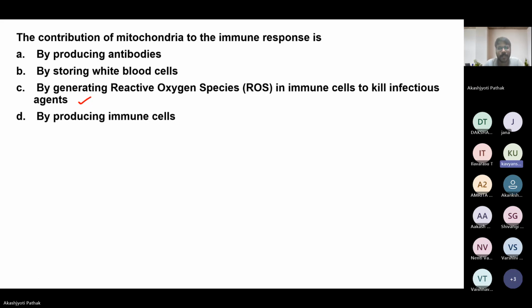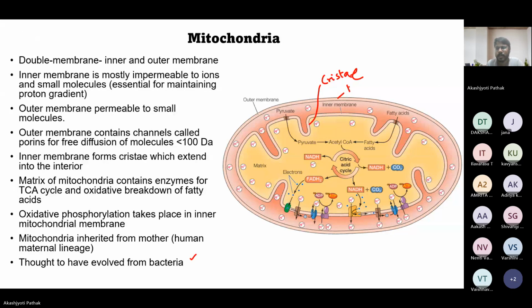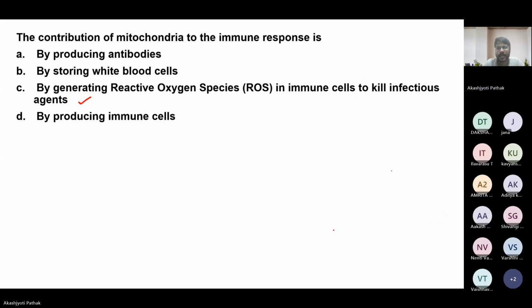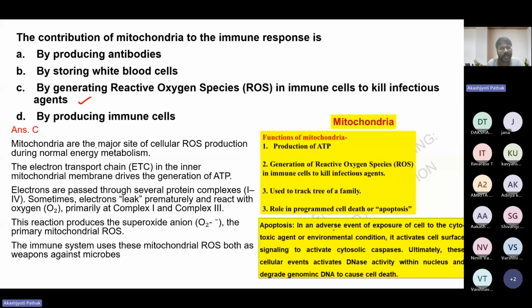Yes, because this electron transport chain reaction is taking place in the mitochondrial inner membrane. Ultimately, the electron is accepted by oxygen, which gets converted into water, right? So basically the mitochondria are the major site of cellular reactive oxygen species production. And how is this ROS produced? It is produced due to the electron transport chain, which is present in the inner mitochondrial membrane.